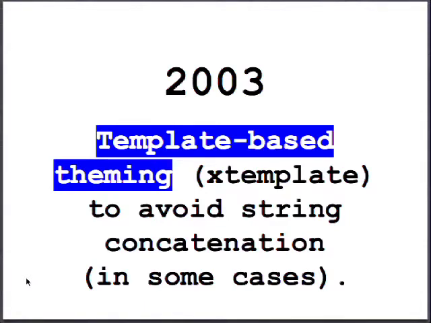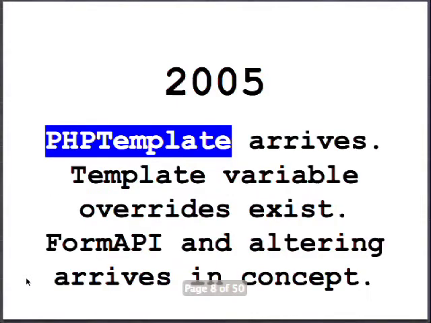So we first had template-based theming back in 2003, and it was a system called Xtemplate. Has anyone used Xtemplate before? Wow. Oh, well, he doesn't count. Xtemplate is not very powerful. And so in 2005, PHPTemplate came along. A lot of other things came along too in 2005, but this was our first modern theming system, where we had templates that had logic in them. We could override the variables that were sent to those templates. That's what's called preprocessor functions now. People familiar with preprocessor functions? Good.